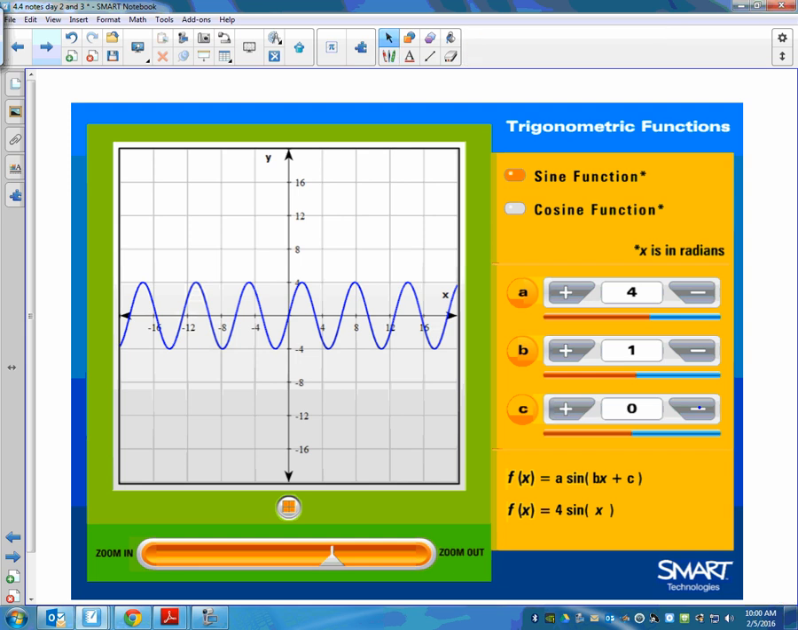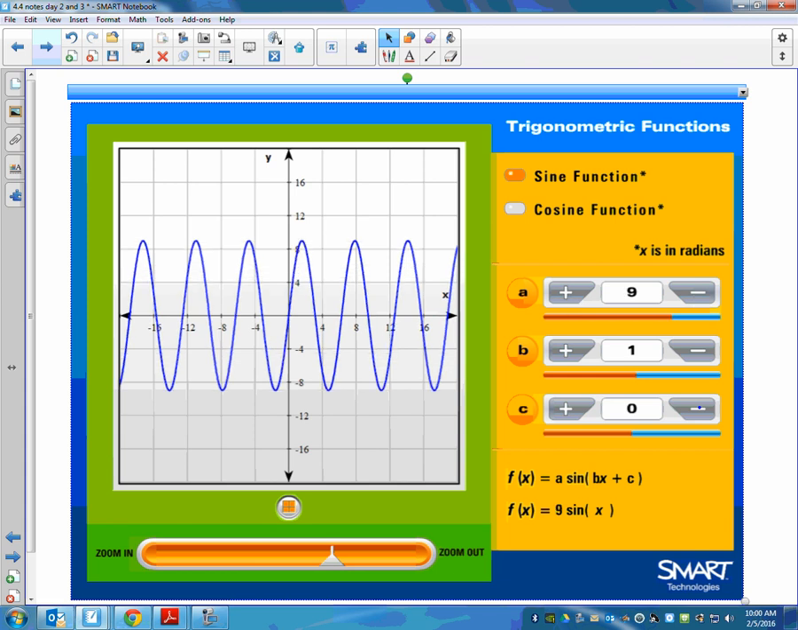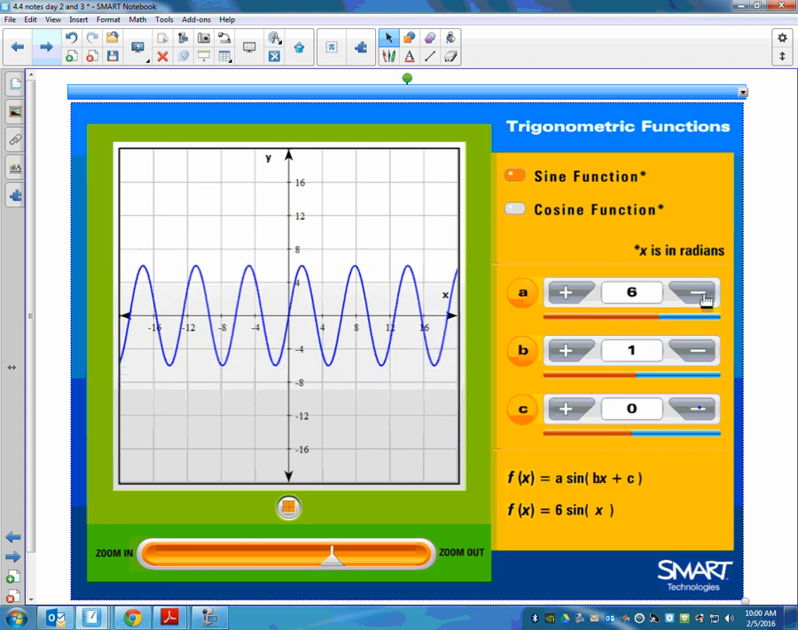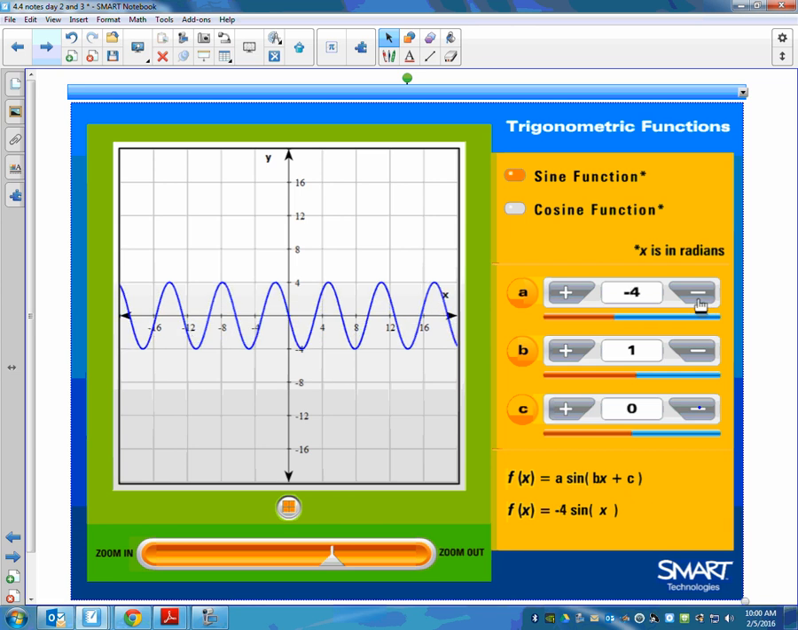Okay, so it doesn't matter to print this off because it's interactive. But just to kind of show you what A, B, and C do to the problem, right? A is the amplitude, so you can see I've already made A 4 on this one, but I can go back to 1, and when I make A bigger, it's just going to stretch it more. Unfortunately, it doesn't let me do decimals on this. It just goes negative, and a negative A does the same thing that a positive A does.